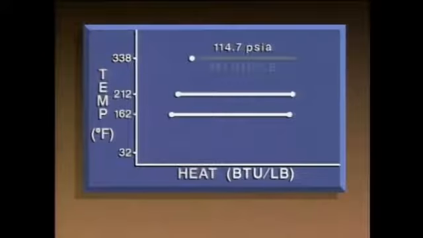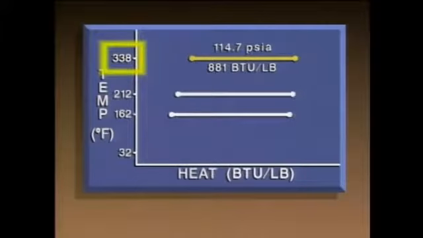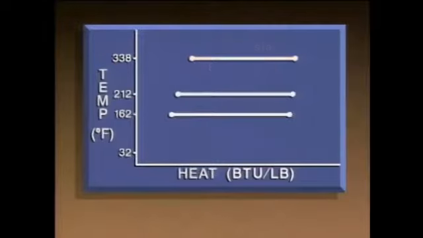Under these conditions, the latent heat of vaporization is about 881 BTUs per pound, which is less than the latent heat of vaporization at atmospheric pressure. At higher temperatures, the water molecules move more quickly than they do at lower temperatures, so it's easier for the molecules to boil and escape the water as steam. In other words, it takes less heat to change the water completely to steam. As the pressure and boiling temperature of water increase, the latent heat of vaporization decreases.